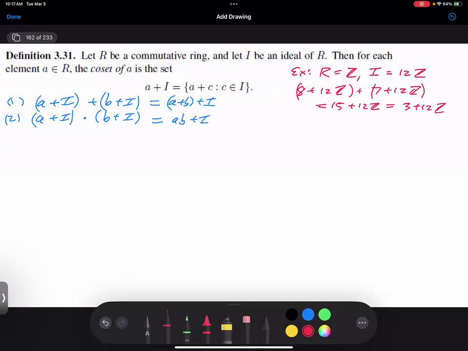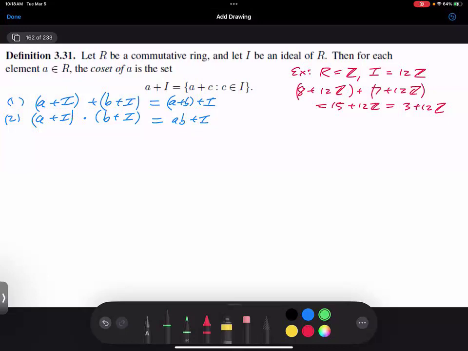And the idea is we should have more than one way of representing, multiple representatives. If I look at all multiples of 12 and I shift them by 3, or I look at all multiples of 12 and I shift them by 15, it's the same set. So we really want 15 plus 12Z and 3 plus 12Z to be the same, and they are. It's just two different representatives. So when I say (a + I) + (b + I) is a + b + I, I'm not saying a + b is the minimal representative or the representative I would want to use. To some extent, I might want to reduce a + b by some element in I.